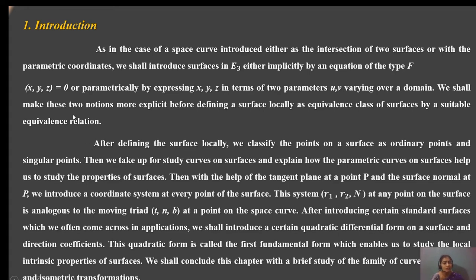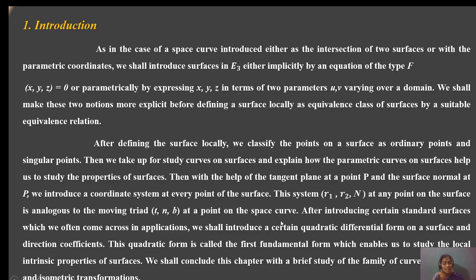We classify points as ordinary points and singular points. We take the curve on the surface and explain how the parameter is generated to show the properties of a surface. You know the tangent plane at the point P and the surface normal at the point P. We introduce a coordinate system at every point on the surface. This system r1, r2 and N forms a moving triad, like T, N and B, which are generated for a space curve.